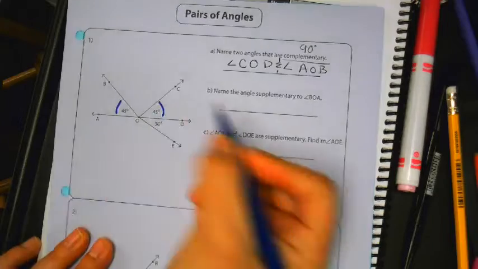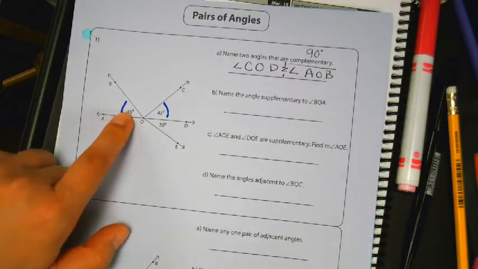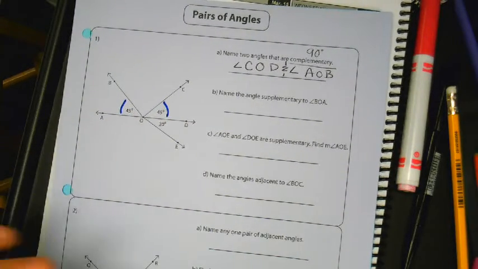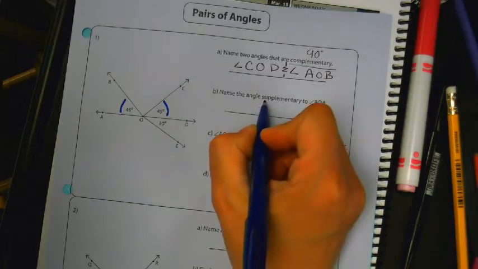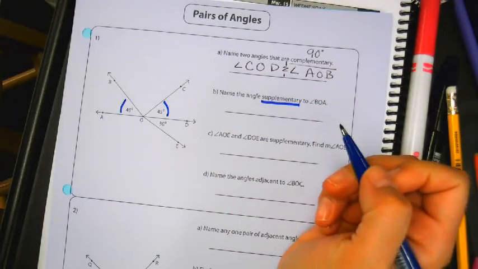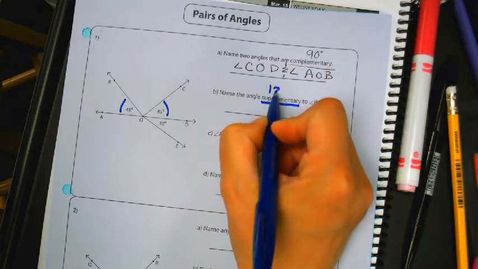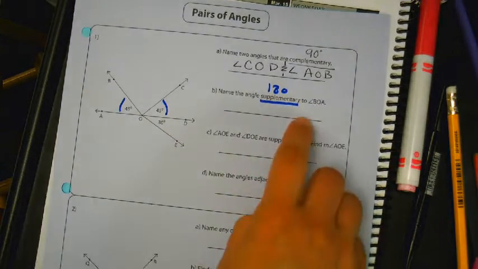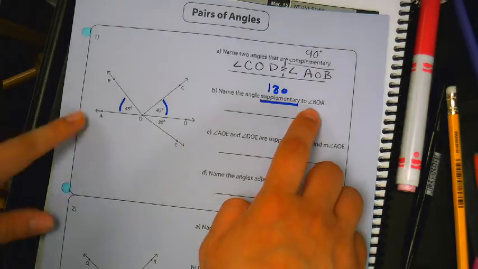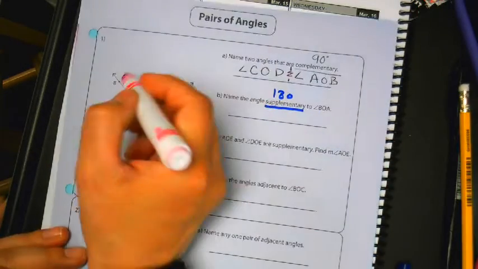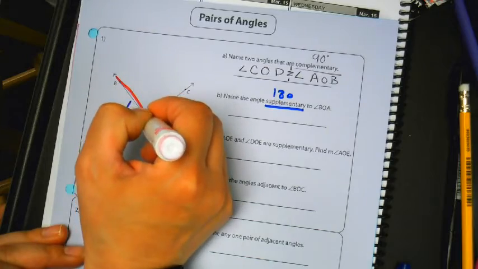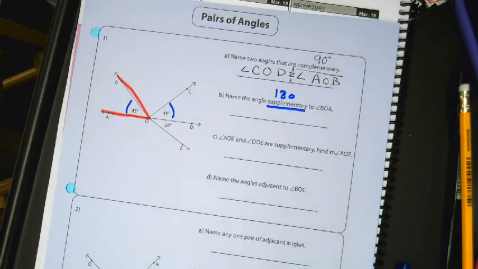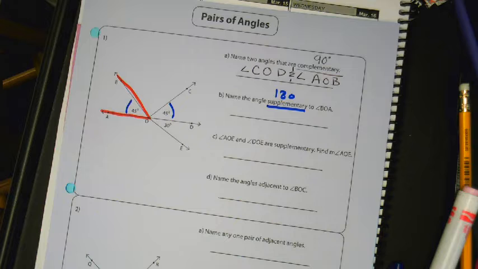So this angle plus this angle. Why are those complementary? Because what's 45 plus 45? 90. Okay, supplementary. What's supplementary? 180. So they already gave you part of it. BOA. So they gave you this angle. BOA. What angle needs to be added to that one to create 180 degrees, to create a straight line?